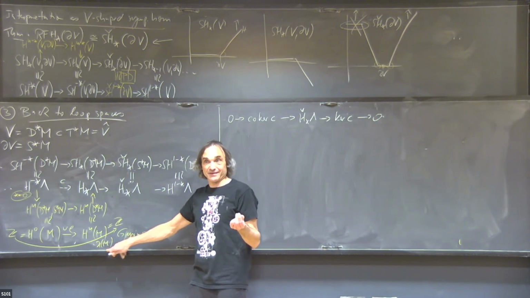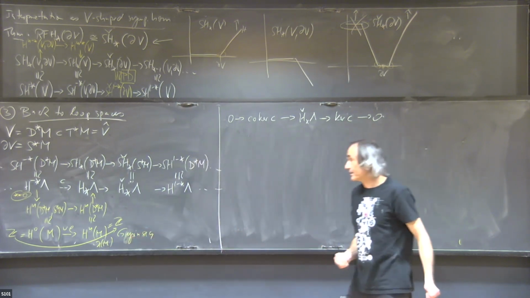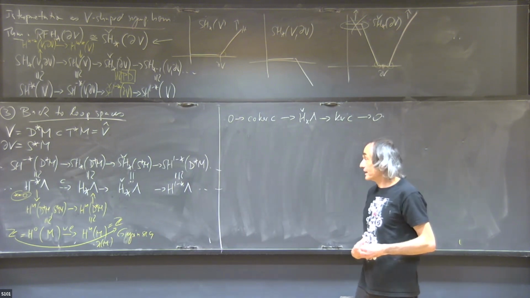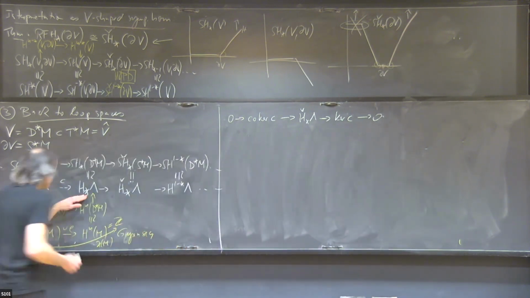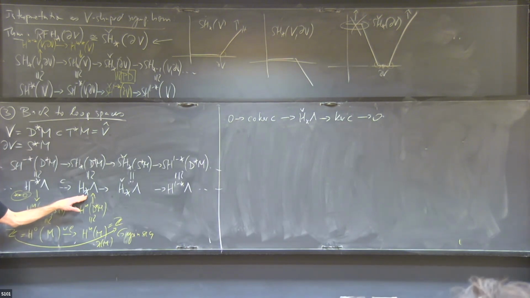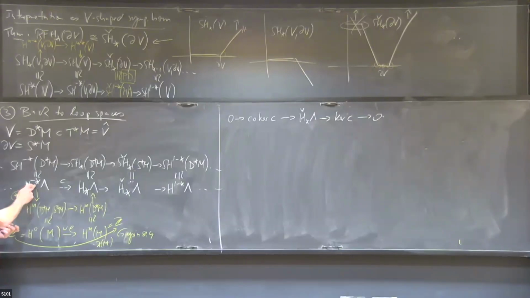Can you repeat why that thing contributes only when star is 0? Yes, because this is the singular homology of loop space. This exists only when star is greater or equal to 0. And this is singular cohomology of loop space. It exists only when the degree is greater or equal to 0, which means star must be less or equal to 0 because it's minus here.